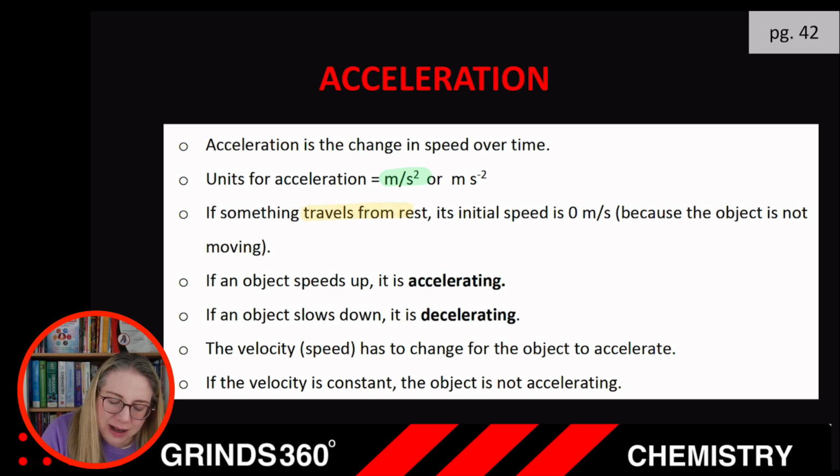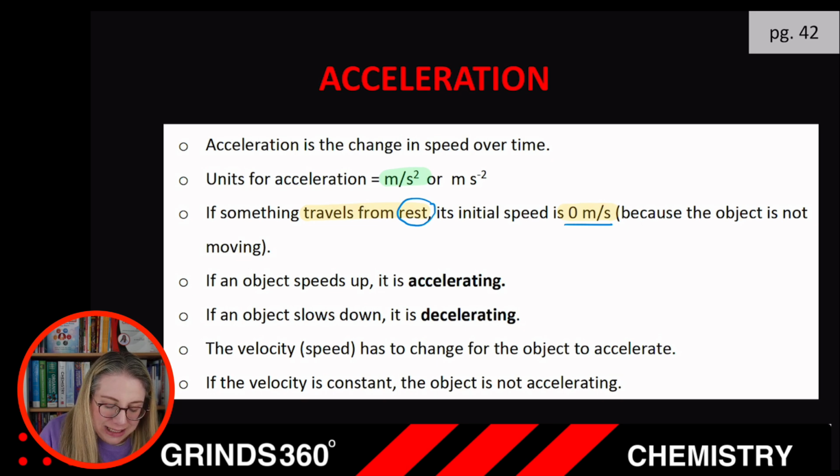If something travels from rest, its initial speed, because it wasn't moving, is 0 meters per second. Now that's important, because when you're dealing with acceleration questions, if you see the word rest, then you know the initial speed is 0 meters per second. And it might not tell you it's 0, but because the word rest will be given in the question, you know that it is going to be 0 meters per second. Why? Because the object was not moving.